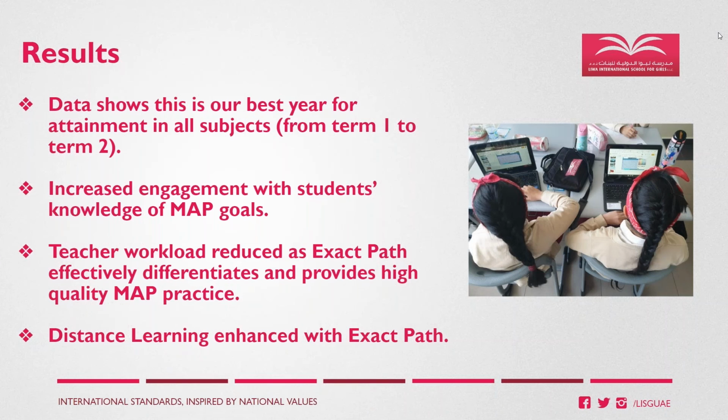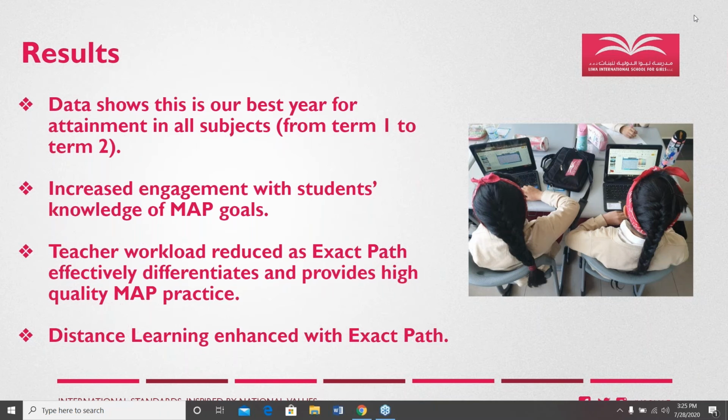All right, so just some key results. Although we didn't do MAP assessments in term 3, from term 1 to term 2 this year, we've seen the best in terms of attainment. So we've seen the biggest attainment jumps from term 1 to term 2 this academic year. So that's been a real win. We're very proud of that. And Exact Path has definitely had a part to play in that.